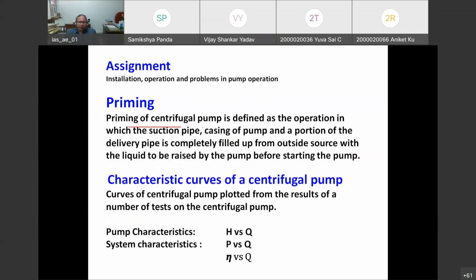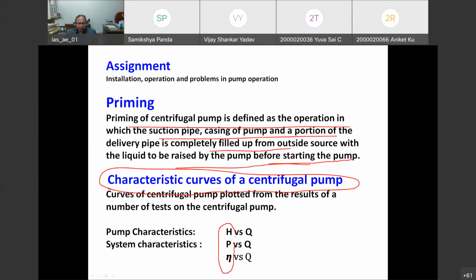As I told you, the operation in the suction line where we put in water so that the liquid can be raised by the pump before starting the pump is priming. Now an important aspect is the characteristic curves of the centrifugal pump. In this, generally we take three parameters, head, power required, and efficiency, with respect to the discharge from the pump.